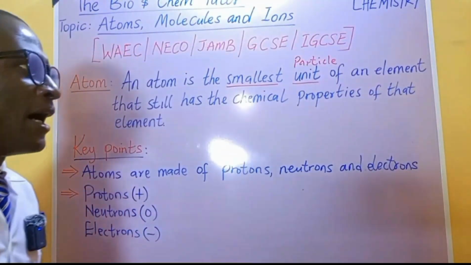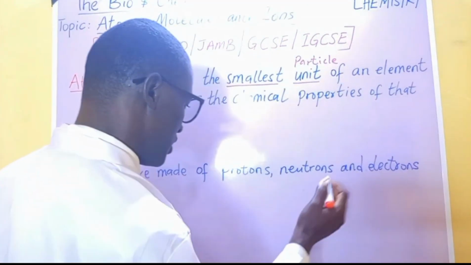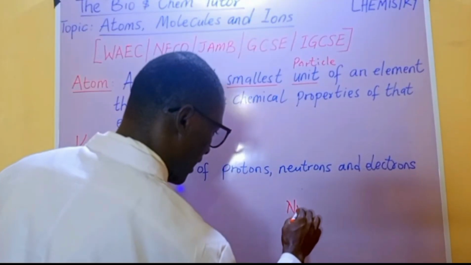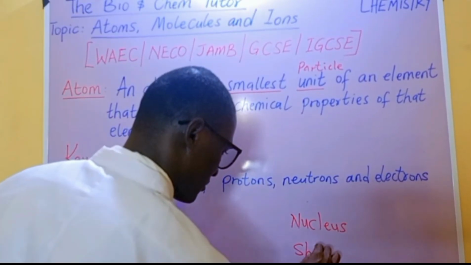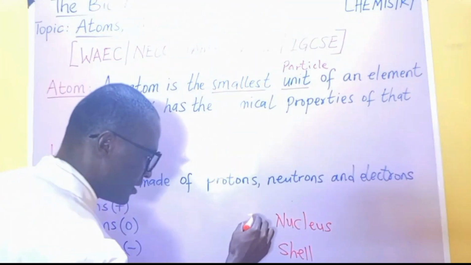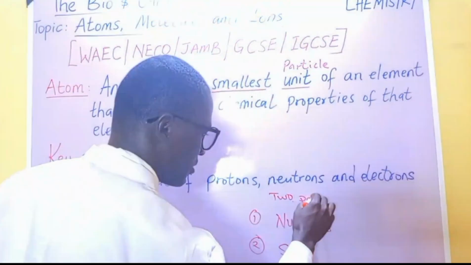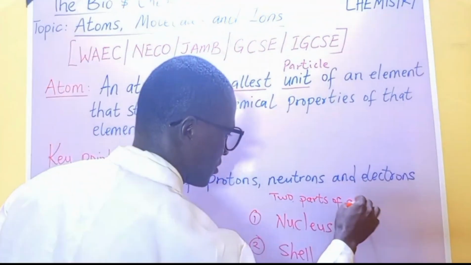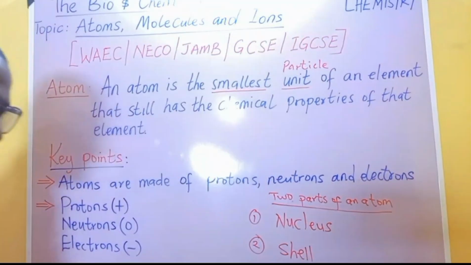So there are two parts of an atom. What are the two parts of an atom? The two parts of an atom are the nucleus and the shell. One is the nucleus, two is the shell.